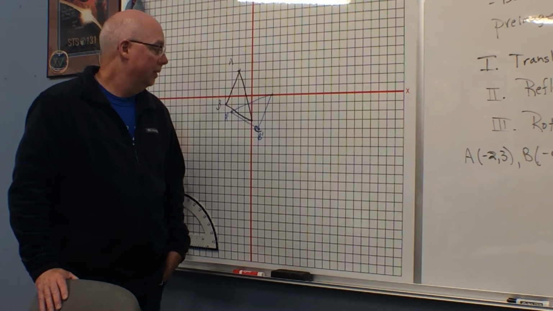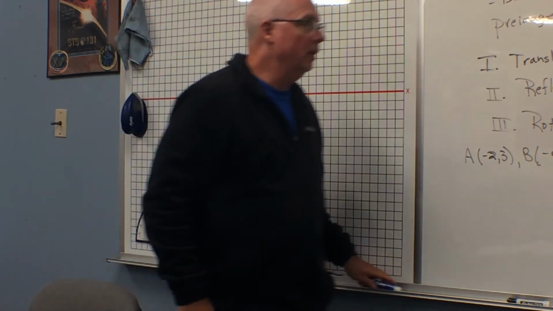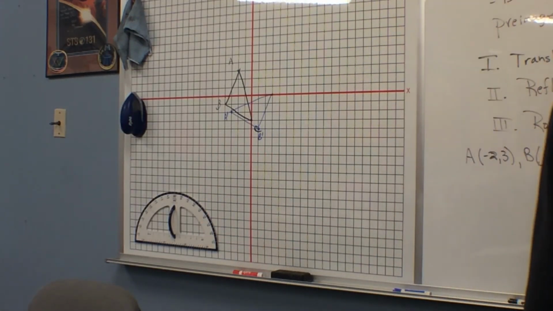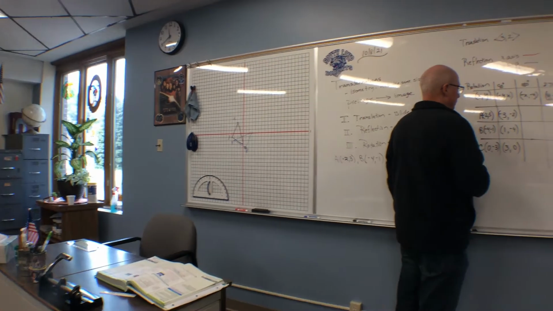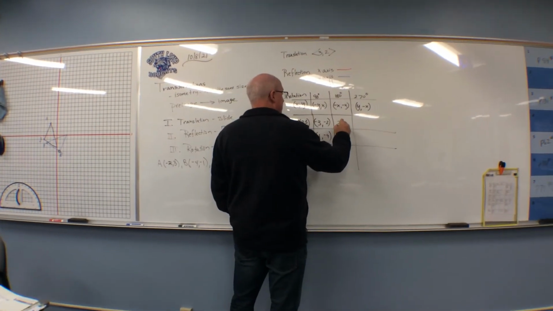Okay. Now we're going to work on the 180. The 180 is, I leave them the same, I just change their signs. So A is positive 2, -3.